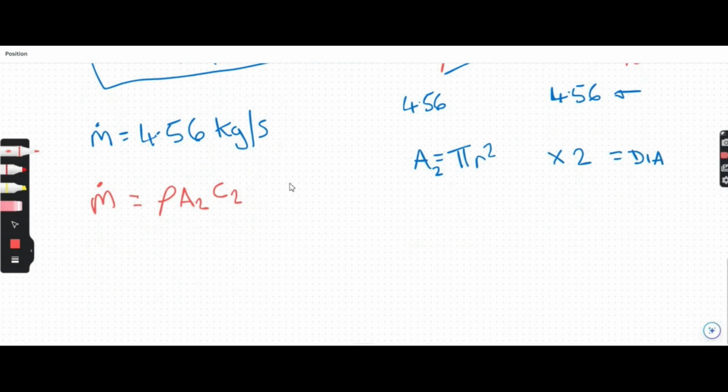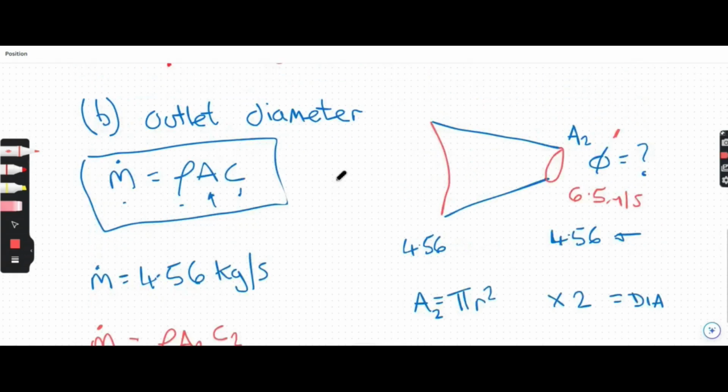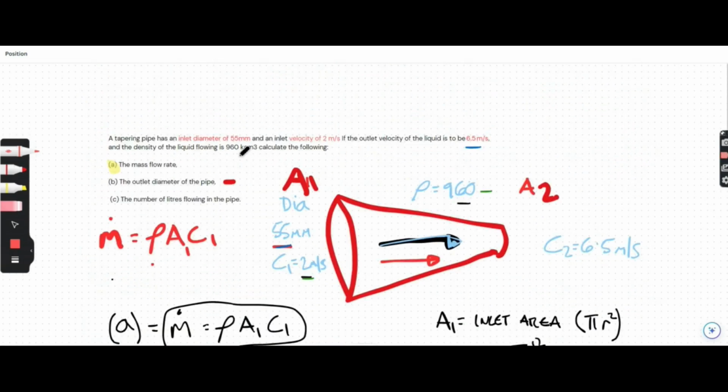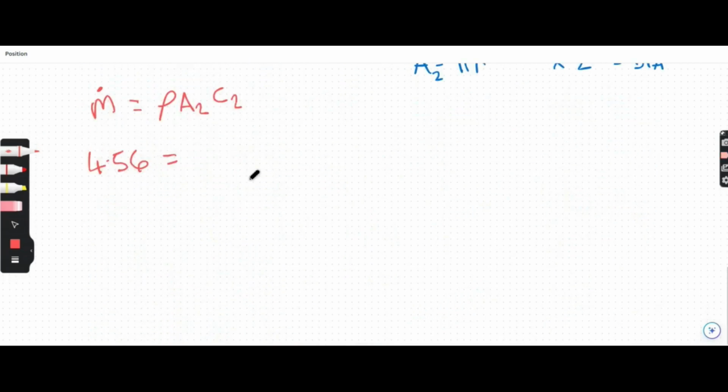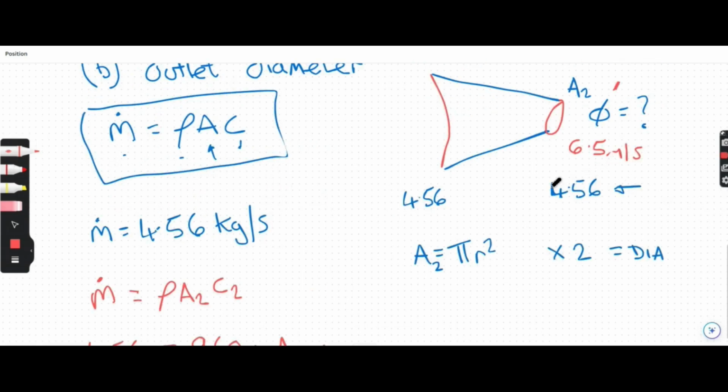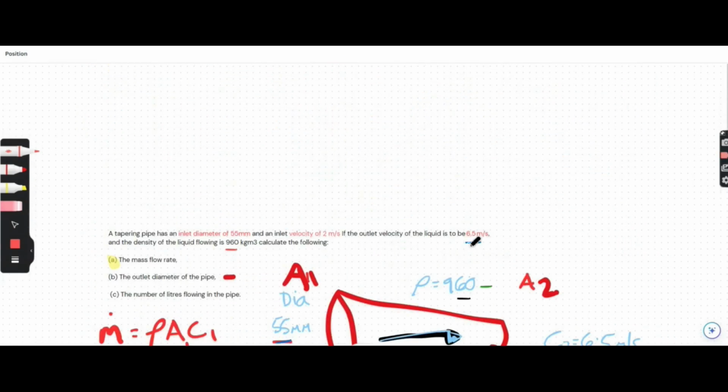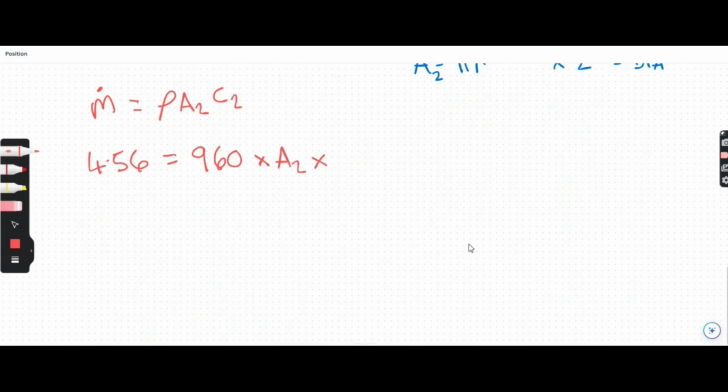Here we go. Mass flow rate. I know my mass flow rate is 4.56 because we worked it out earlier on. I know the density. The density is 960. So 960 times by, I don't know what the area is, A2. Don't forget A2 is the outlet area. And the speed coming out, or the velocity coming out, is 6.5 from the question. 6.5 there, look. I need to find what A2 is.